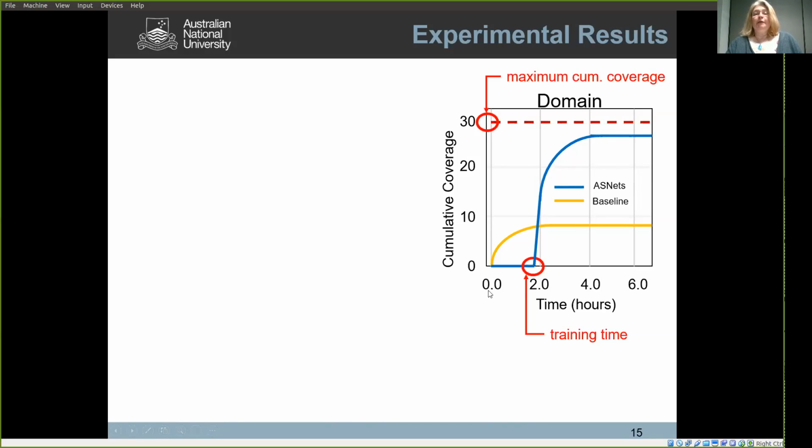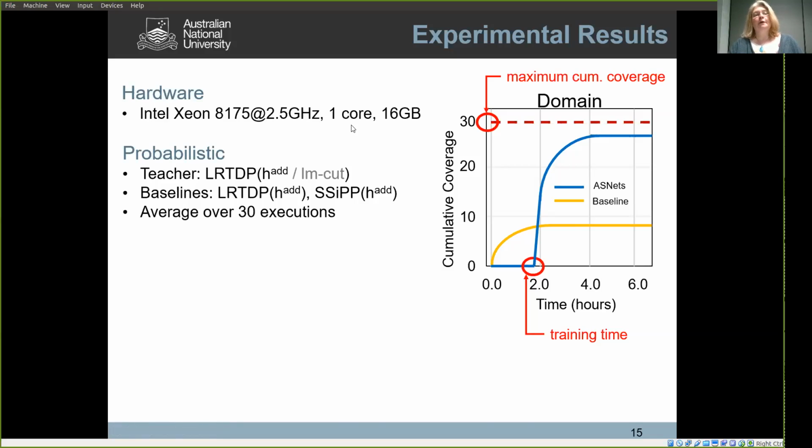So what you will see for ISNet, which is in blue here, will be a horizontal line corresponding to the training time, and then it will solve problems very fast. And you'll see also the baseline planners, which can start solving problems as soon as the clock starts. We use only one core, so we're not doing experiments on GPUs, in order to be fair with the baseline planners. For probabilistic planning experiments, we use LRTDP with HSDIP as the teacher planner.